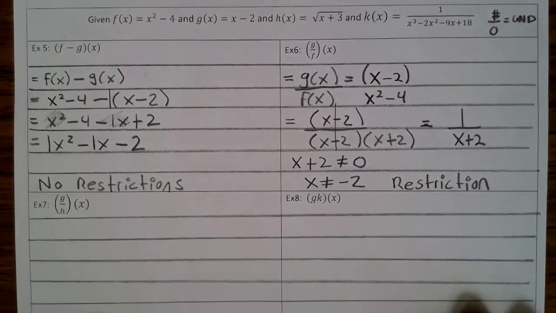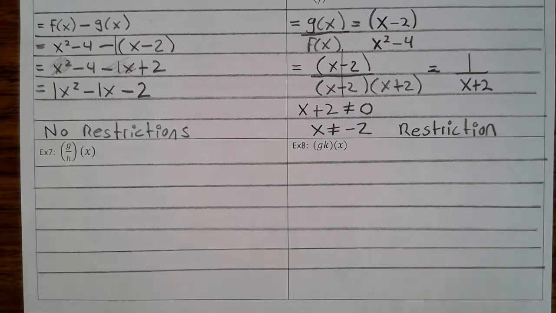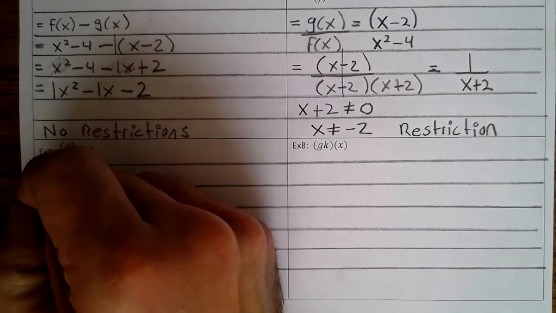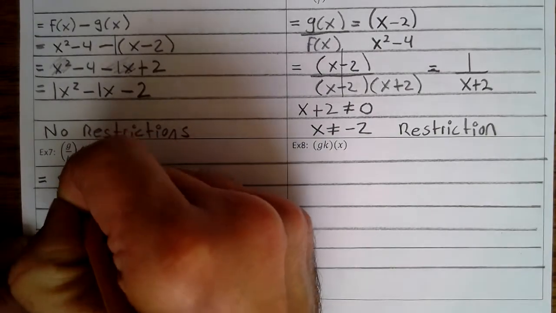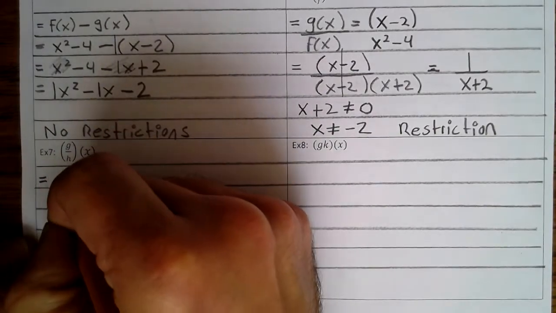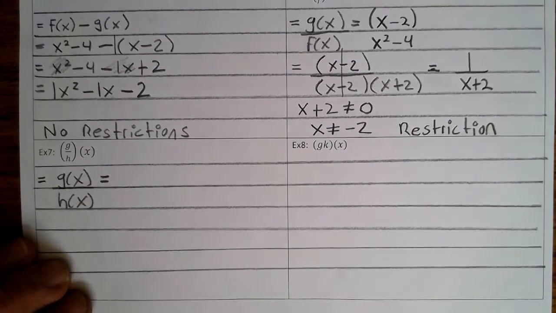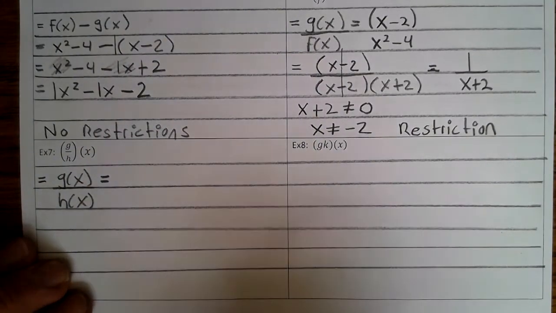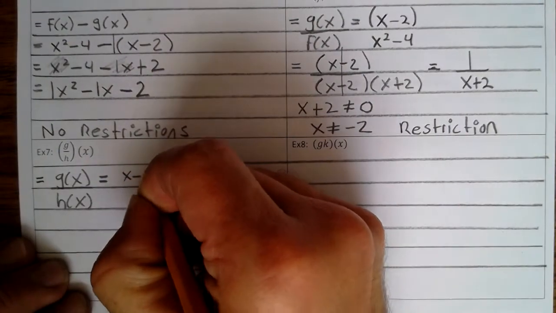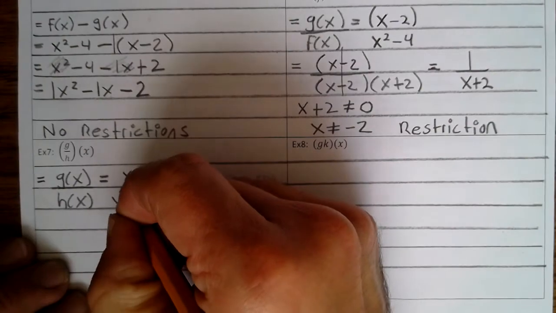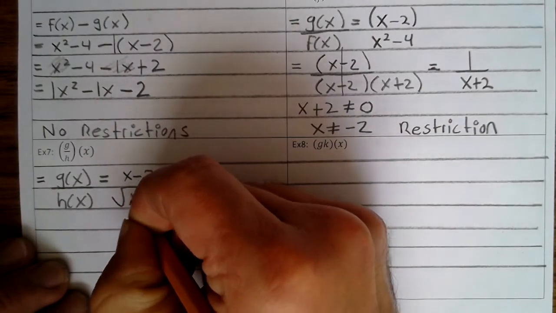All right, so now let's take a look at example 7. So we have g of x divided by h of x. Now there is a denominator, so there is a chance for restrictions. So g of x is x minus 2. H of x is the square root of x plus 3.